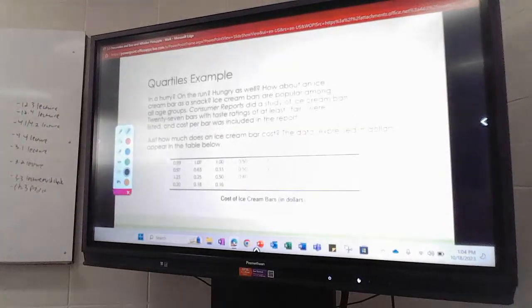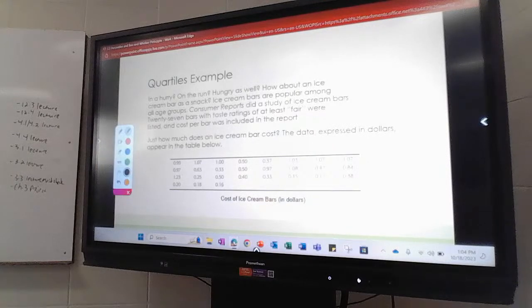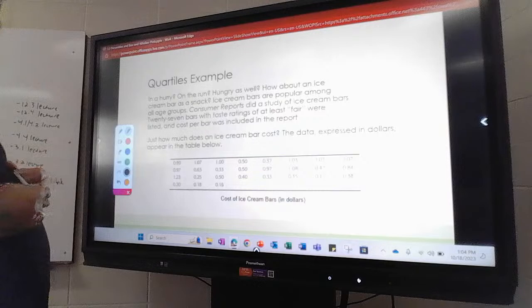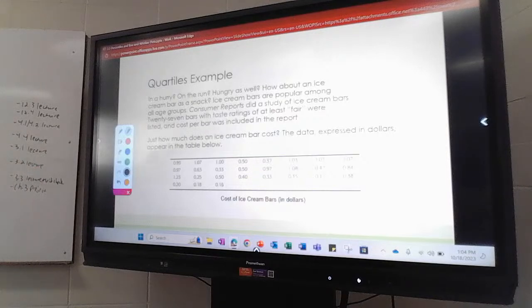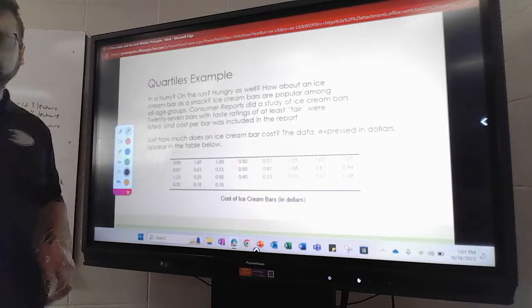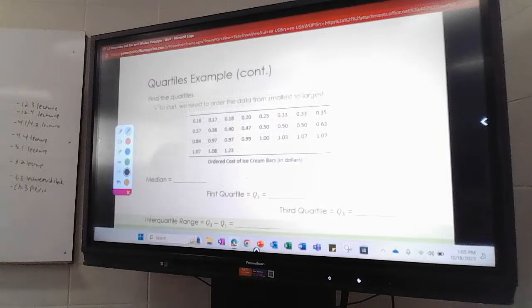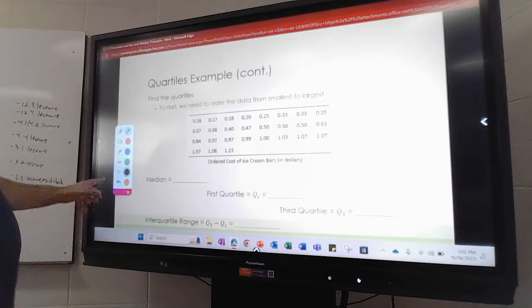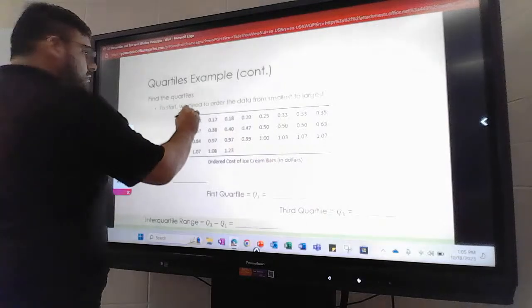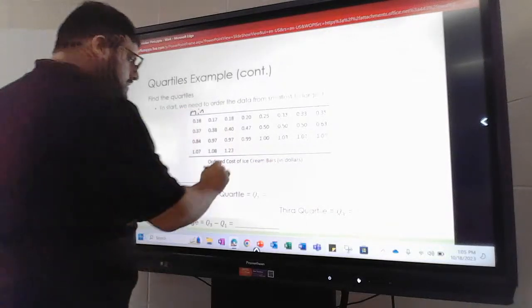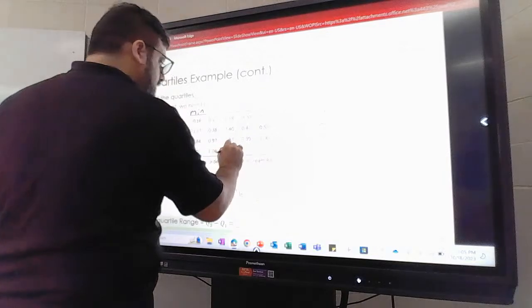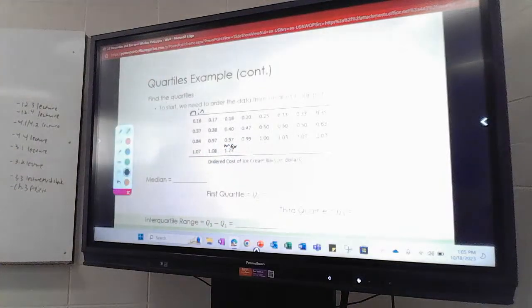So here's an example. Consumer Reports did a study of ice cream bars. 27 bars with taste ratings of at least fair were listed, and cost per bar was included in the report. Just how much does an ice cream bar cost? Here's the data expressed in dollars. Obviously, the first thing we want to do is put this data in order, and here it is. It's in numerical order. Here's my minimum value. Here's my maximum value.